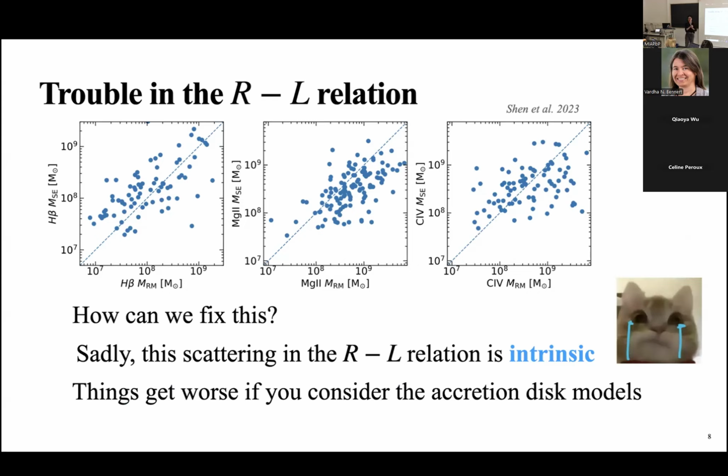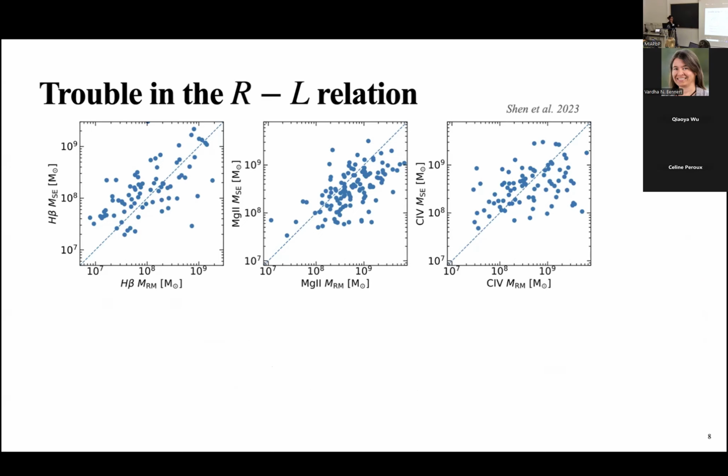I'm going to show you how this kind of scatter in the R-L relation is intrinsic. And this could get even worse if you consider the disk geometry, like we talked about earlier today, the change from the standard thin disk to the slim disk, the puffed up disk.